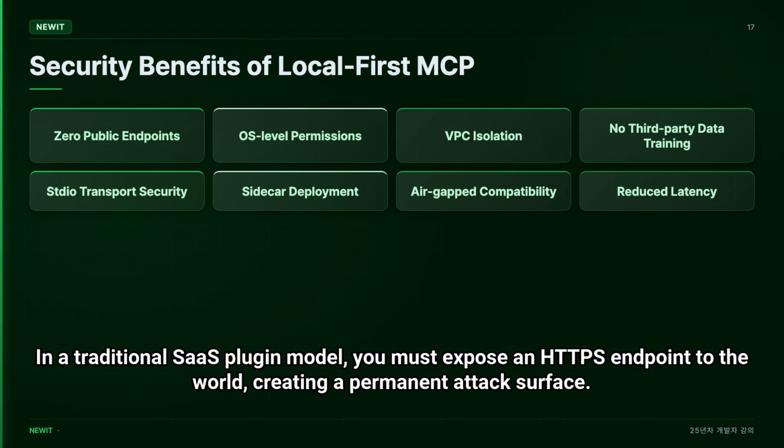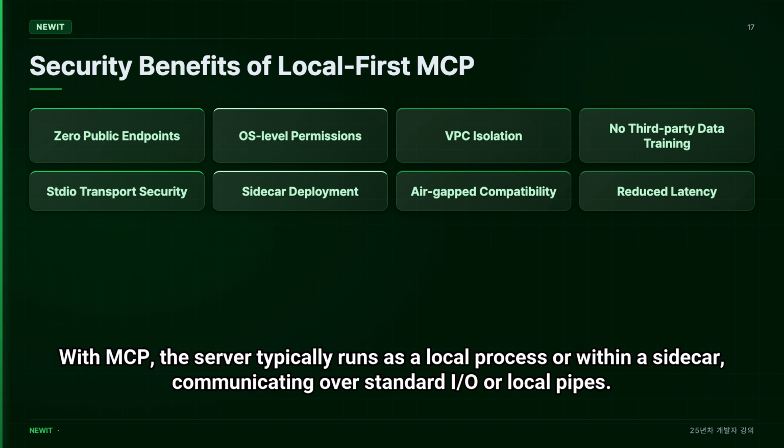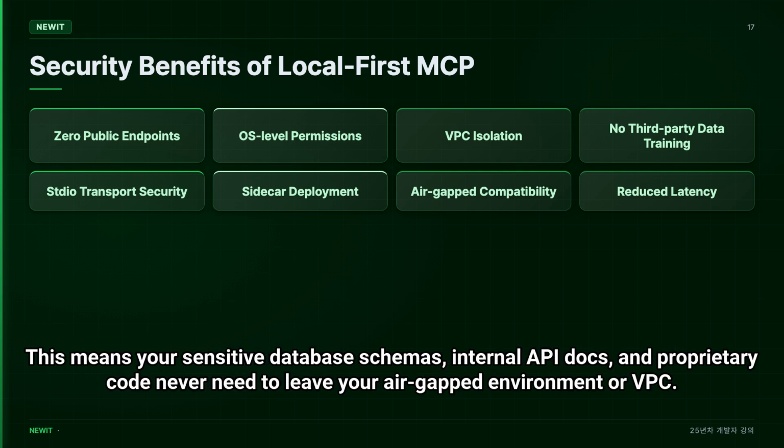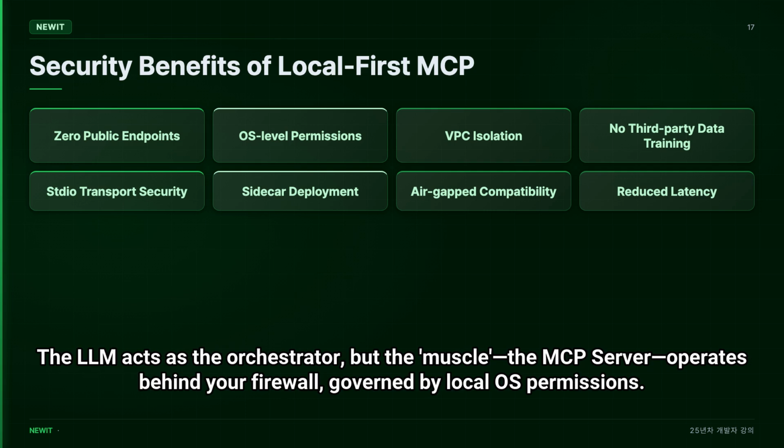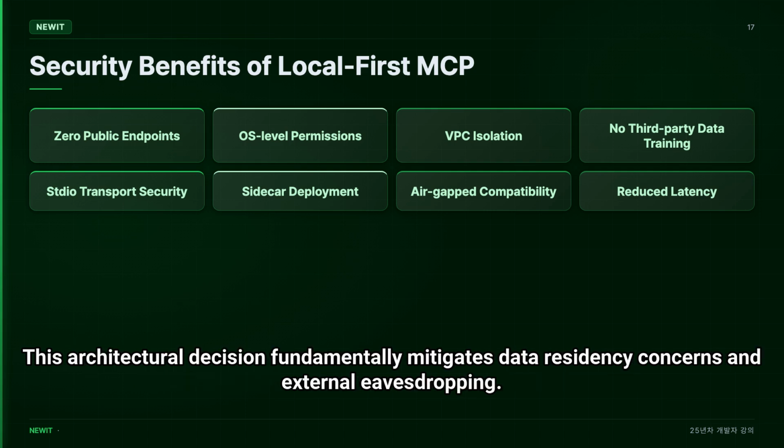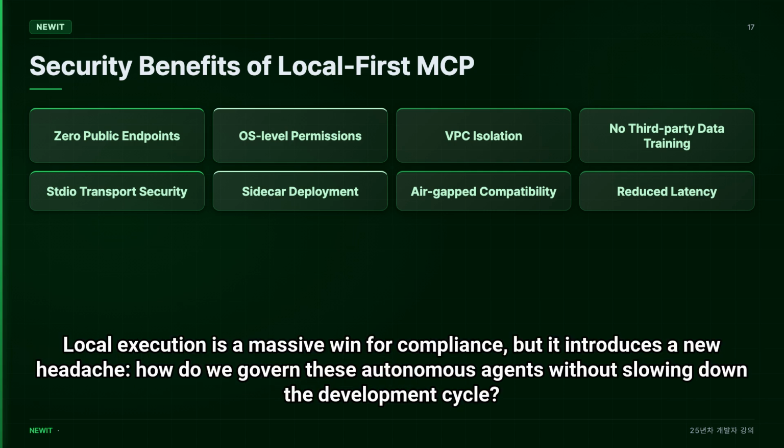In a traditional SaaS plugin model, you must expose an HTTP endpoint to the world, creating a permanent attack surface. With MCP, the server typically runs as a local process or within a sidecar, communicating over standard I/O or local pipes. This means your sensitive database schemas, internal API docs, and proprietary code never need to leave your air-gapped environment or VPC. The LLM acts as the orchestrator, but the muscle, the MCP server, operates behind your firewall, governed by local OS permissions. This architectural decision fundamentally mitigates data residency concerns and external eavesdropping.